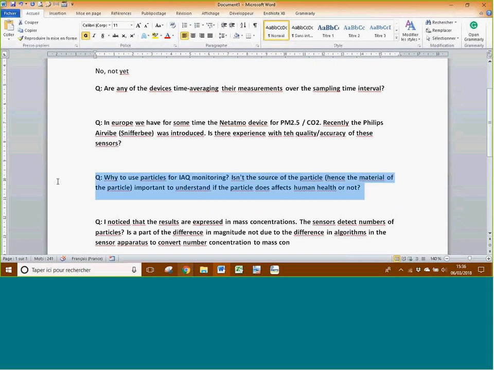Okay. The other question is why to use particles for indoor quality monitoring? Isn't the source of the particle and the material of the particle important to understand if the particle does affect human health or not?